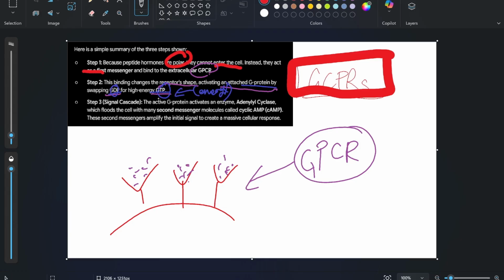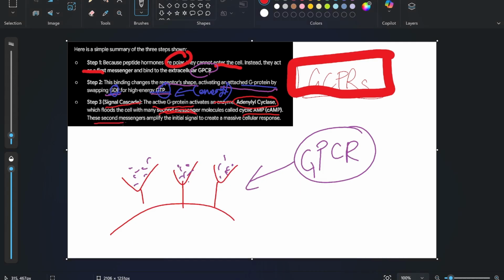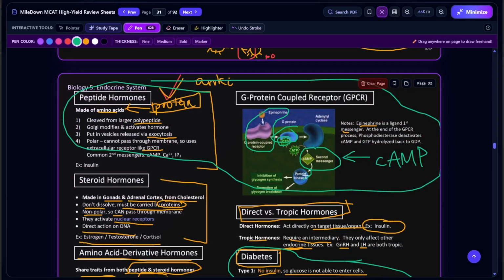So then in step 3, you get a cascade of the signal where the active G protein activates an enzyme like adenyl cyclase, which floods the cell with many secondary messenger molecules called cyclic AMP. So this part would be over here. Here are the secondary messenger molecules, cAMP, cyclic AMP, and it's going to go into protein kinase A. These secondary messengers amplify the initial signal to create a massive cellular response. So it's like this chain, and then it goes to this one, and then other responses happen in your body, and this is an example of what epinephrine would do. It would inhibit glycogen synthesis and promote glycogen breakdown.